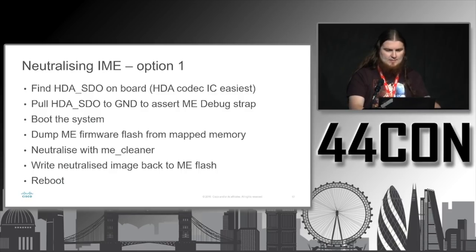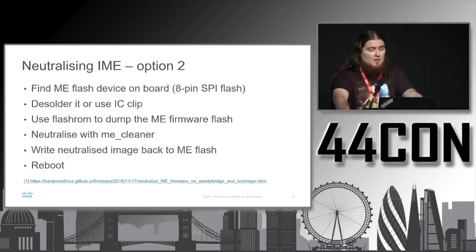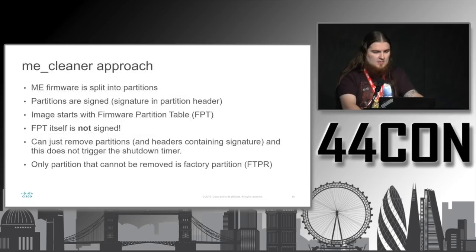Now, the other option. This is actually the option that most people choose. Find the ME flash device on the board, which is an 8-pin SPI flash chip. Just desolder it or use an IC clip, but usually desolder it. Use flashrom to dump the flash, neutralize it, and then write it back, and then reboot. So, the ME cleaner approach, as I described.